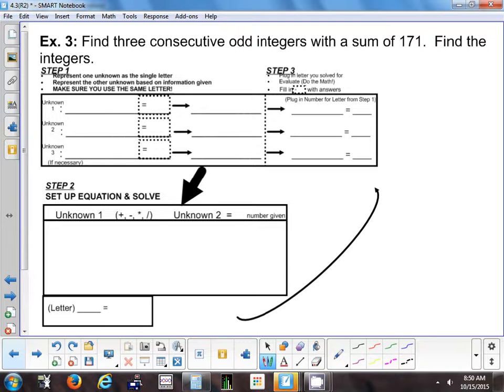Wait, so do we have to use that on the test? Yeah, for this section, use n. Yeah, just because n stands for number.